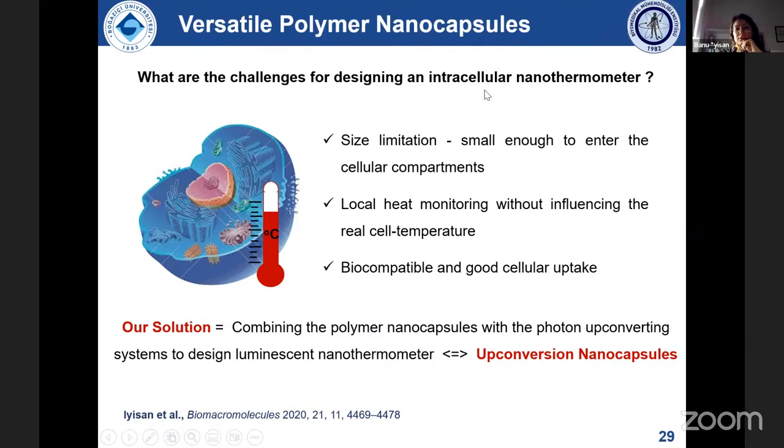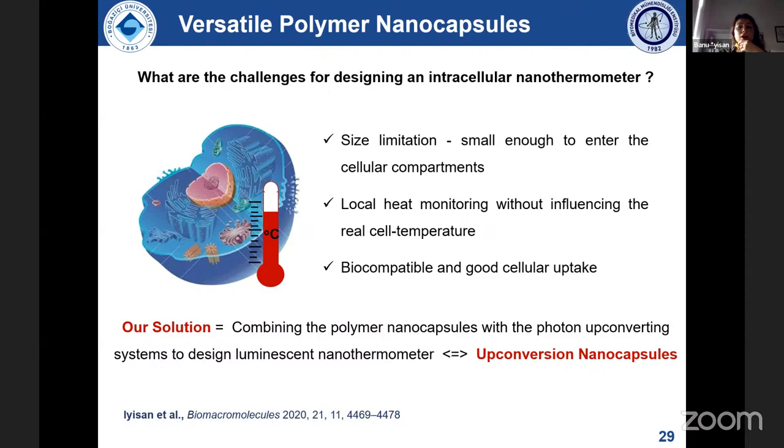First of all, the size limitation. The material that we design needs to be small enough to enter the cellular compartments. Otherwise, we could not get a live result signal from the area that we would like to monitor.